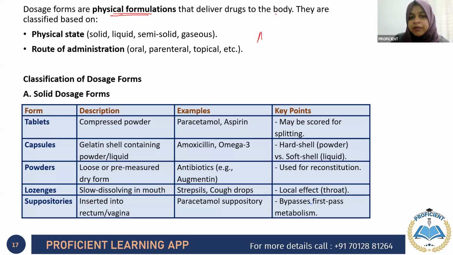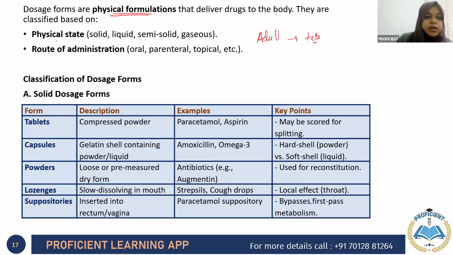For example, if you are treating an adult, paracetamol is better as a tablet. But if you are giving it to a child, he may not be able to take a tablet, so you will have to formulate it as a syrup or suspension. So that is what dosage forms are: they make it easy to deliver the drugs to the body.